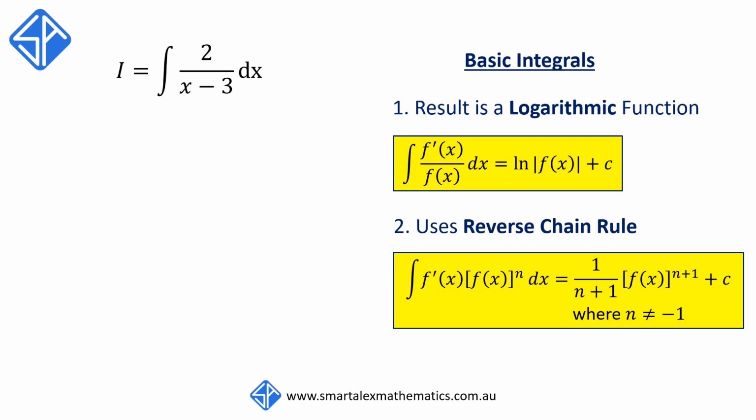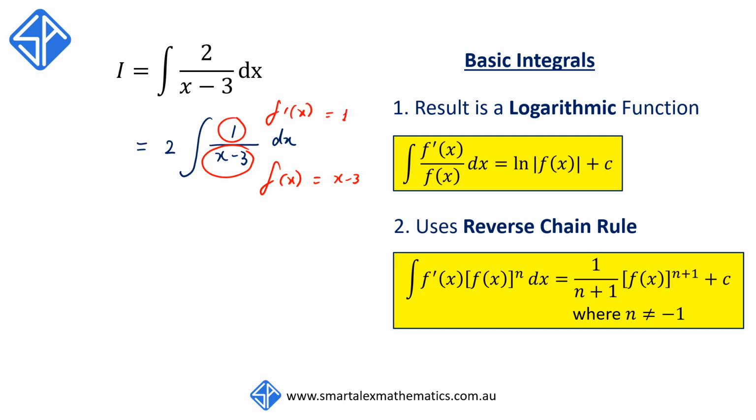Our first example, we're going to be integrating the function 2 over x minus 3. The first step I'm going to do is to take out the 2. So we've got 2 times the integral of 1 on x minus 3 dx. Now, if we let the denominator x minus 3 be our f of x, then we see that f dash x is simply equal to 1. So we've got this scenario where we've got f dash x on f of x. So therefore, the integral is equal to 2 times ln absolute x minus 3 plus c.